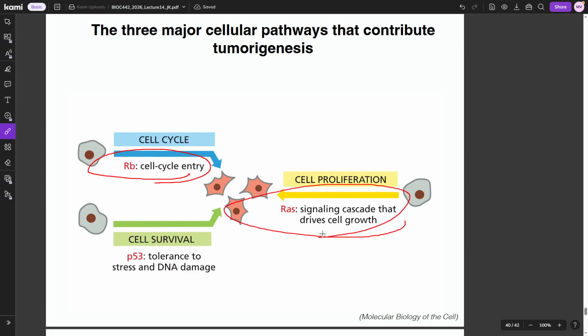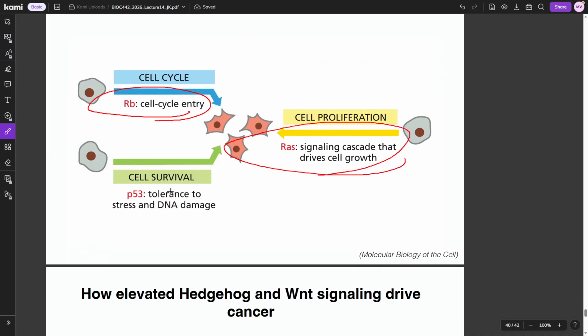RAS is from the external growth factor pathway, right? It's the G protein, acts with a GEF, and then hydrolyzes the GTP to activate the MAP kinase pathway. And then P53 is the guardian of the cell, right? Goes through that process with MDM2. So this is just something really important. And remember, P53 is a transcription factor. So, yeah.